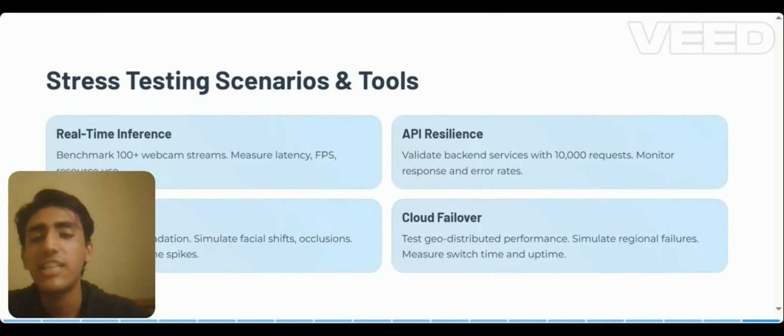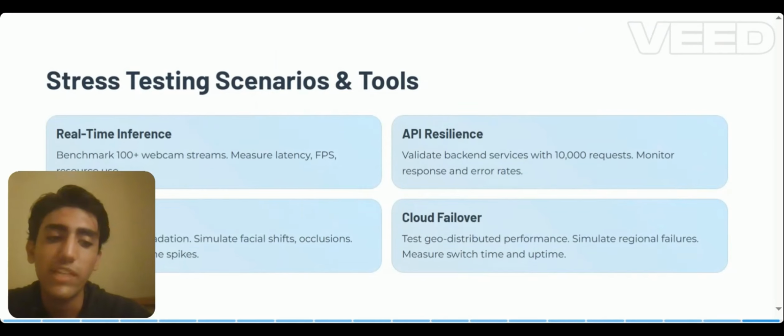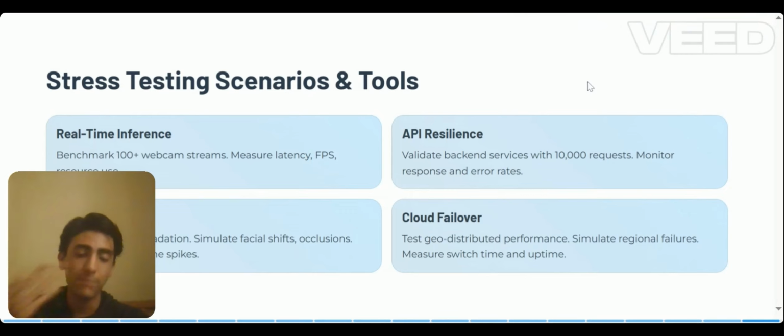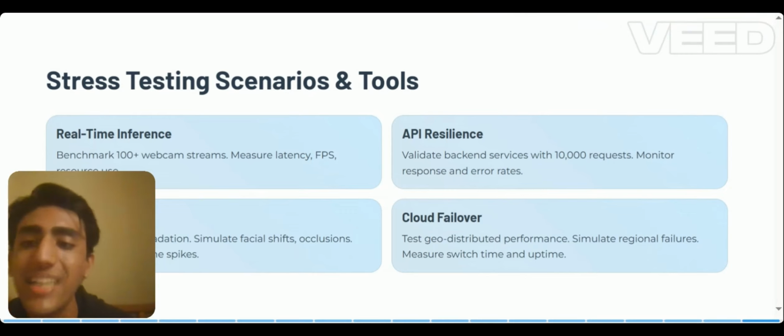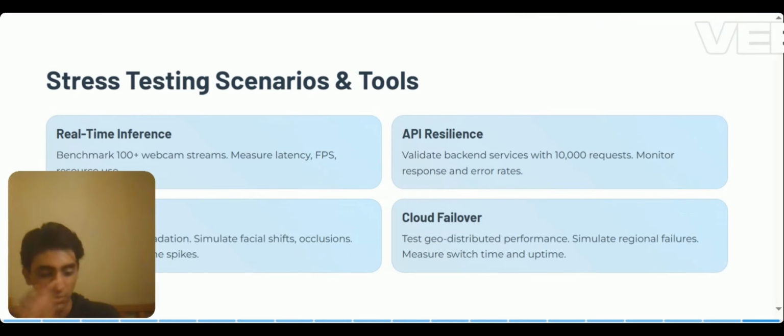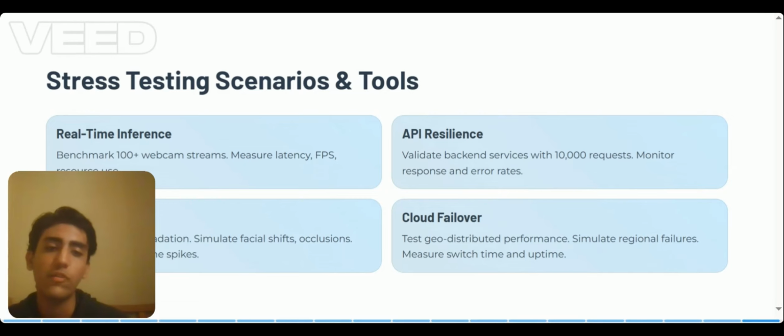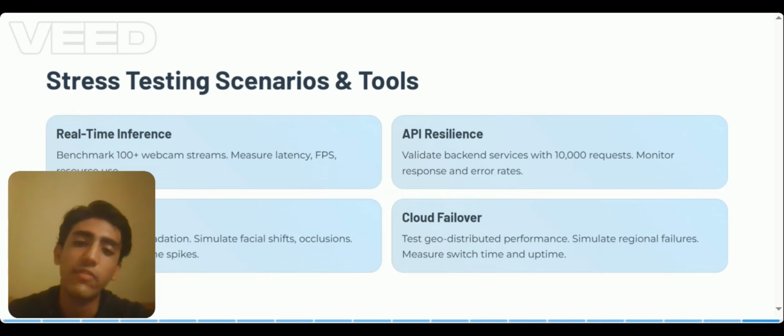There are some stress testing scenarios and tools that we have set up, or that we have ideas for, like real time inference. Our model deployment should at least be able to take 100 plus webcam streams simultaneously, where we are measuring the latency, right? If there is any delay, and so on and so forth. Test our API resilience, and so on. So these are some stress tests that we should make sure the model performs well on before we actually deploy it in the real world and say that okay, you can use this now.